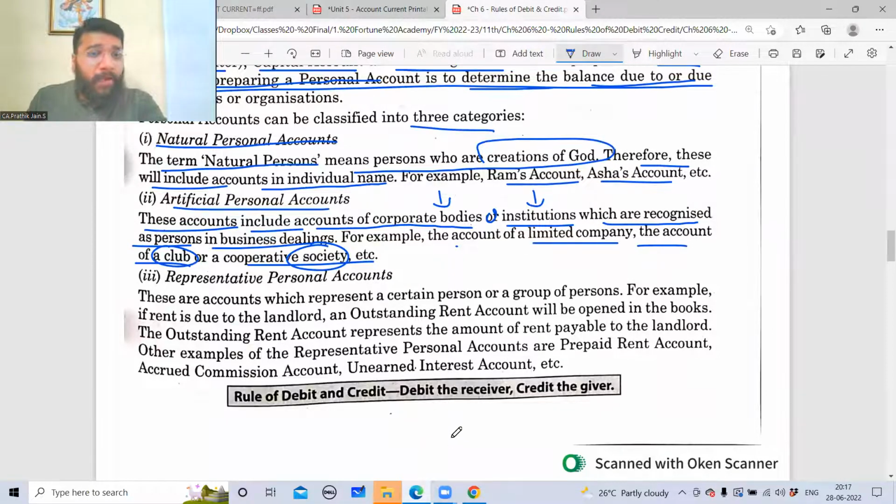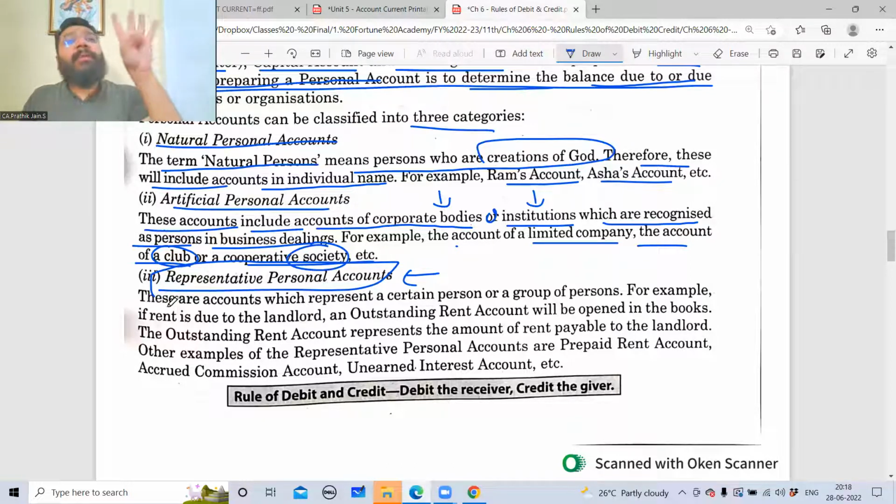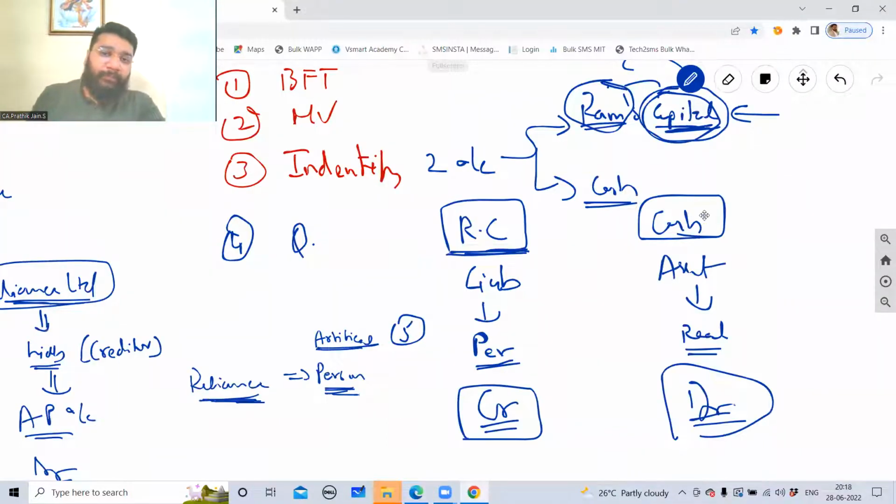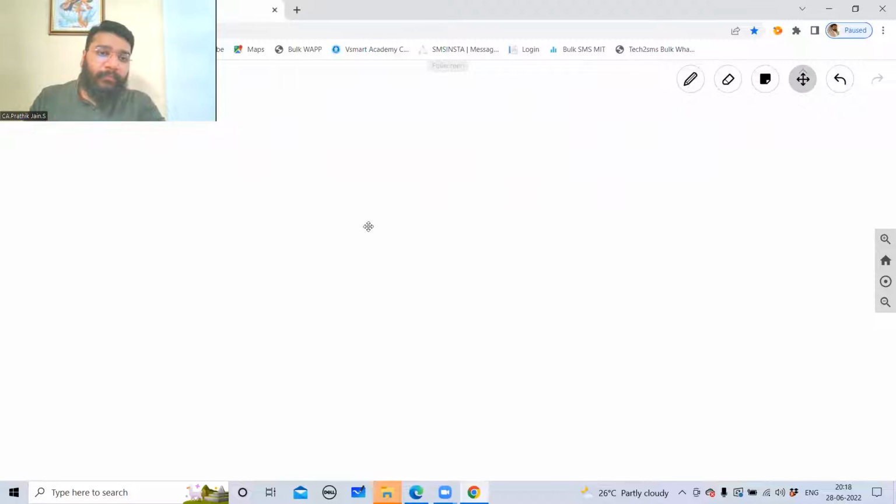Yes, sir. Now, this is the representative personal account. In my class, I will never tell any of you to mug things up by heart, but now I'll tell you to do so only for a short period, because I'll be explaining the representative personal account in detail when I do the journal entry chapter. Here it says that in representative account, 4 accounts come into the picture.